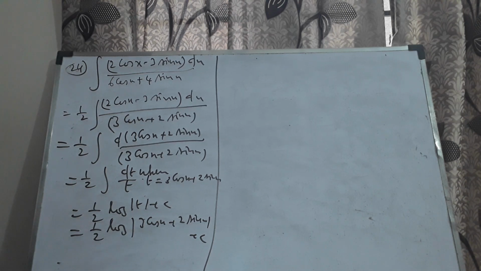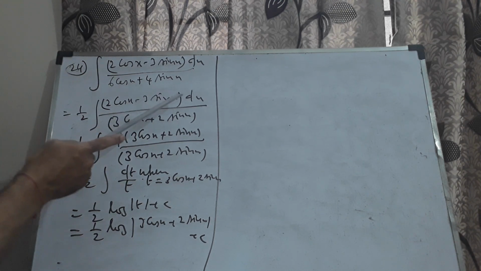Let me just repeat once again. I'll take 2 as common from the denominator. It becomes half integral 2 cos x minus 3 sin x dx by 3 cos x plus 2 sin x. I'm taking the common factor 2 out of the denominator. Derivative of 2 sin x is 2 cos x, derivative of 3 cos x is minus 3 sin x, which is there in the numerator.